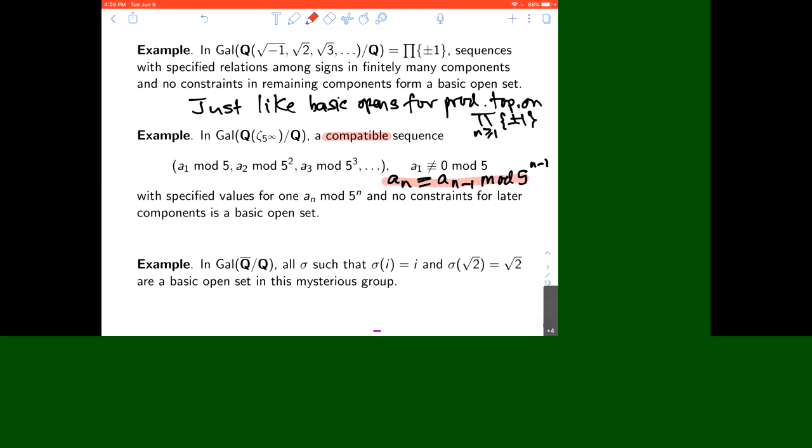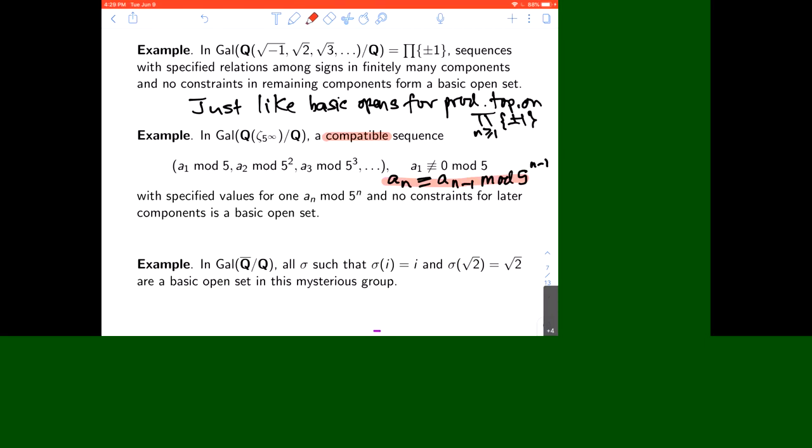If I had included in the previous example components for sign changes on the square root of 6 and the square root of 10 and the square root of 30, then I would actually have to impose constraints, like the component at root 6 has to be the product of the signs on root 2 and root 3. So I have a kind of full product in the first example only because I'm careful about only choosing independent square roots. But with the p-power cyclotomic extensions, you don't have that freedom, and you kind of have to talk about compatible sequences.